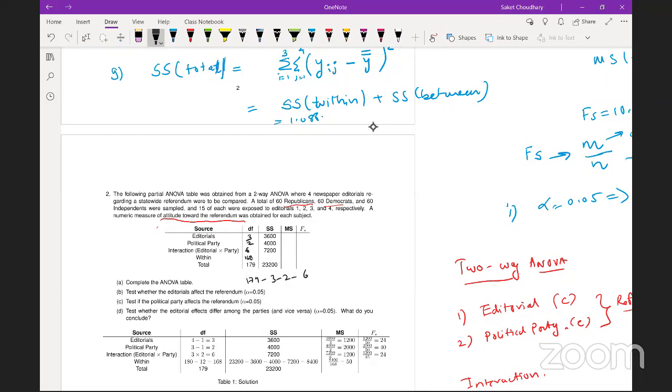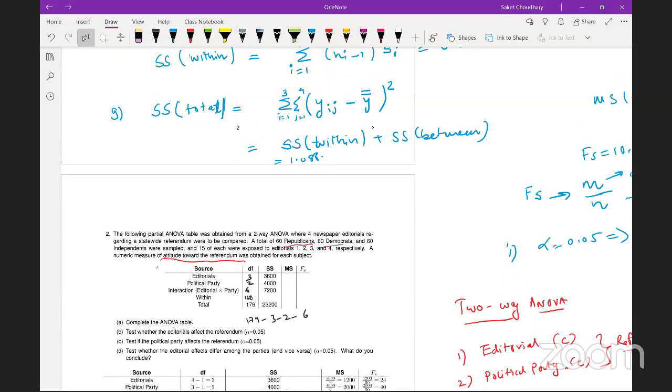Next, we complete the mean square column, and that's essentially SS divided by DF. So this is going to be 3600 by 3, which is 1200, 4000 by 2 is 2000, 7200 by 6 is 1200, and next we calculate the F statistic. Sorry, I need to complete this one as well. This value here is 23,200, which is the total summation, minus 3,600, minus 4,000, minus 7,200. This value, if you calculate, will be 8,400. So the MS here will be 8,400 divided by 168, which is equal to 50.